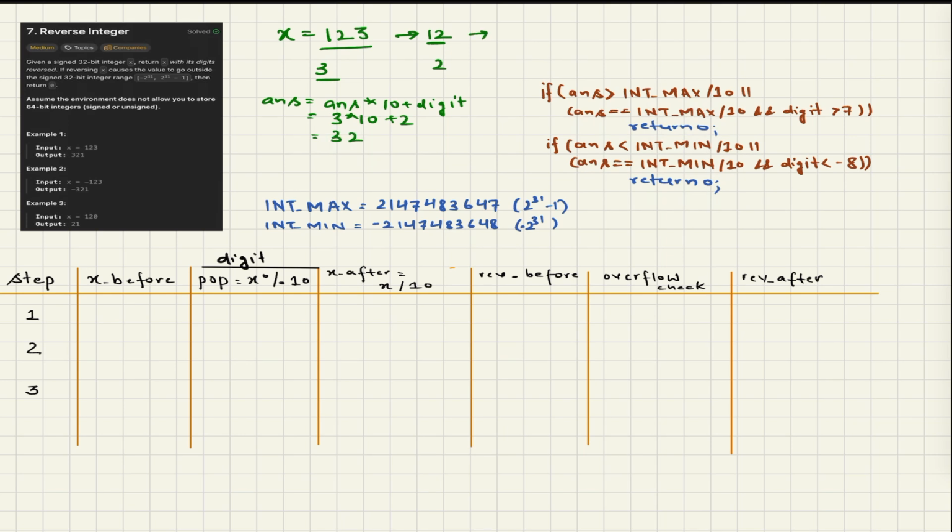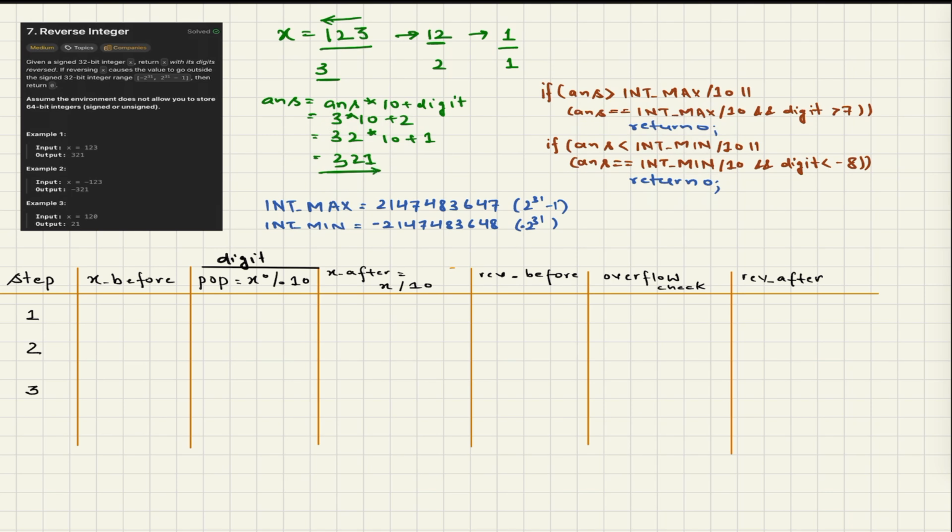Now again I'll divide x by 10, so I'll be left with 1. And again I'll do x mod 10, which will give me 1. And again this is my previous answer. I'll multiply it by 10 plus the digit, which will give me nothing but 3, 2, 1, which is my answer for this question, right? If I reverse 1, 2, 3, I will get 3, 2, 1.